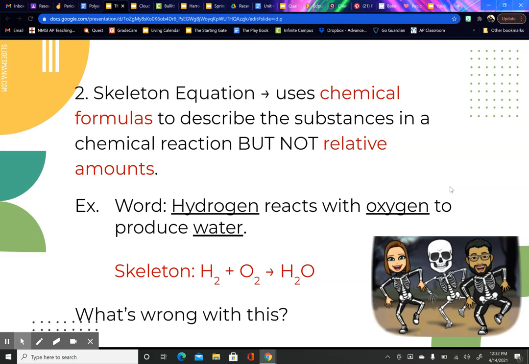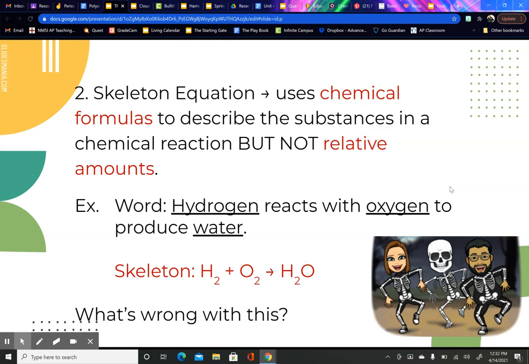All right, so a skeleton equation is just like it sounds. It's the bare bones. Like, I could maybe figure out how to bake a cake if I had this information alone. It might not taste perfect. I'm missing something. So a skeleton equation tells me the gist, but it's not enough. It uses formulas instead of words. So I just took the words that I had.